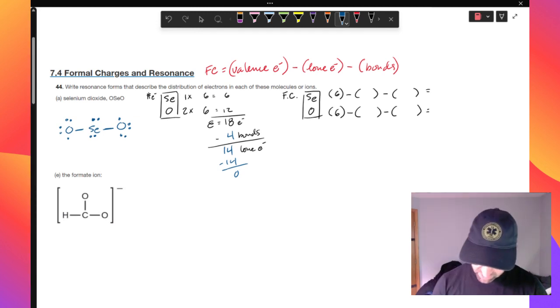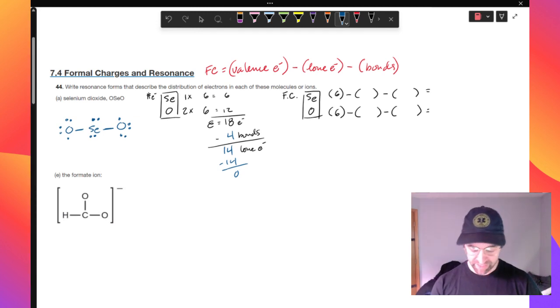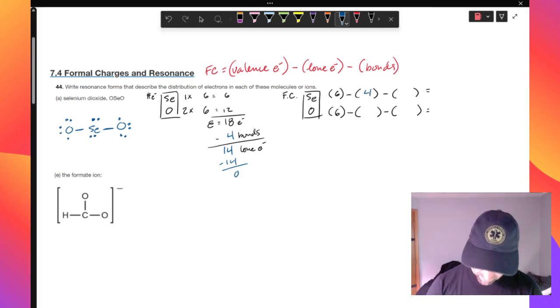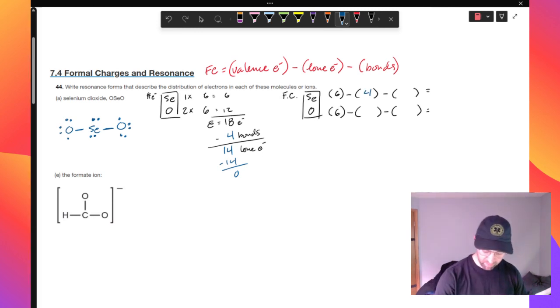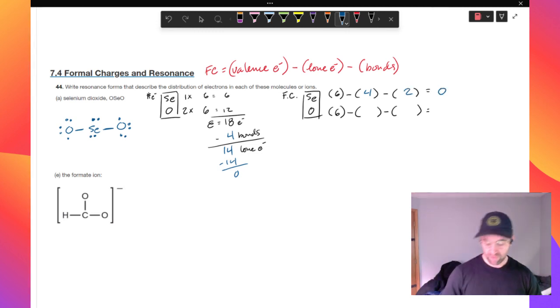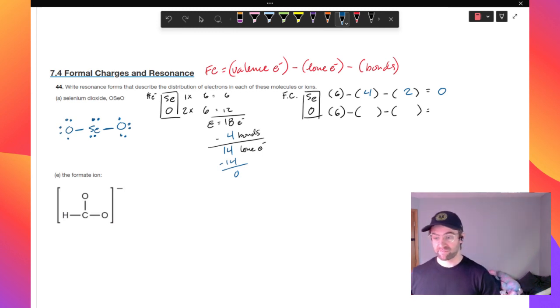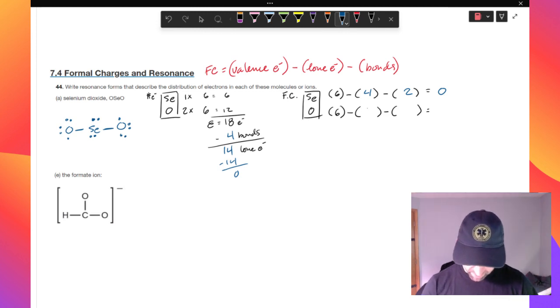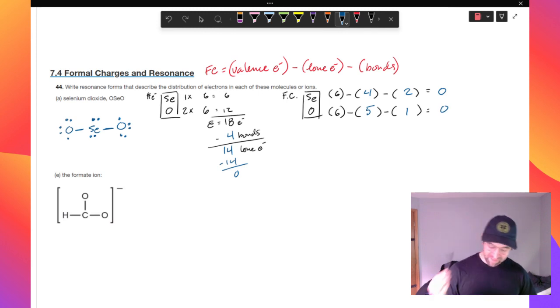All right, so first we're going to do selenium. Our formula is formal charge equals the number of valence electrons that we started with, that's 6, minus lone electrons. On selenium right now we have 4, minus the number of bonds, and here we have 2. 6 minus 4 minus 2 equals 0. Okay, so selenium's happy like this. That's great. How about our oxygens? We started with 6 minus 5 minus 1 equals 0.